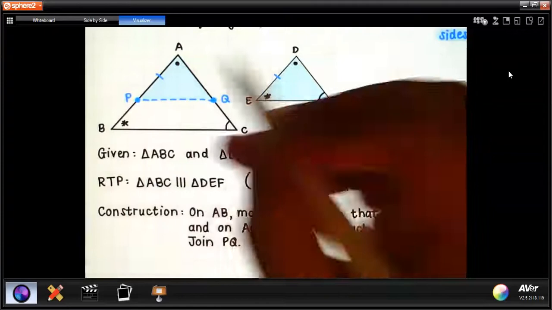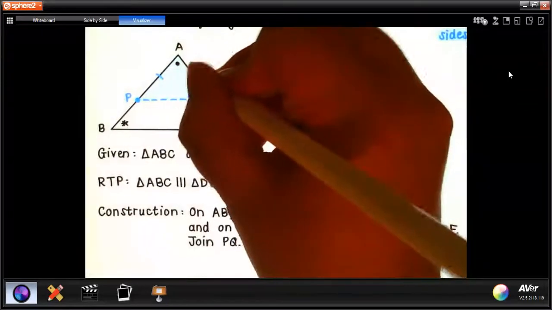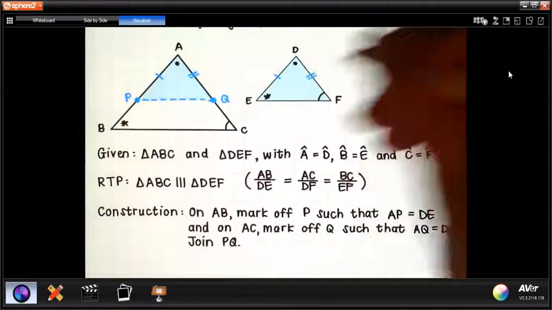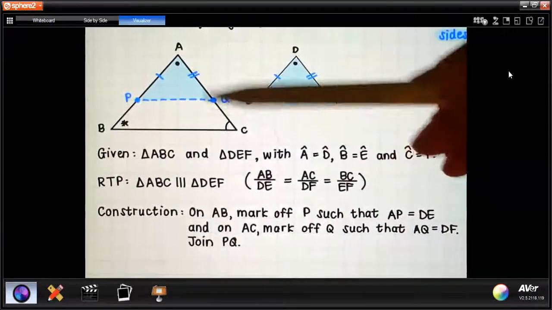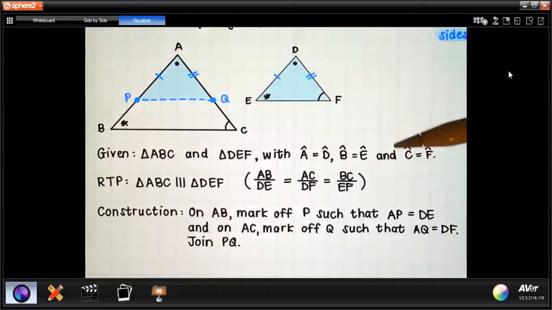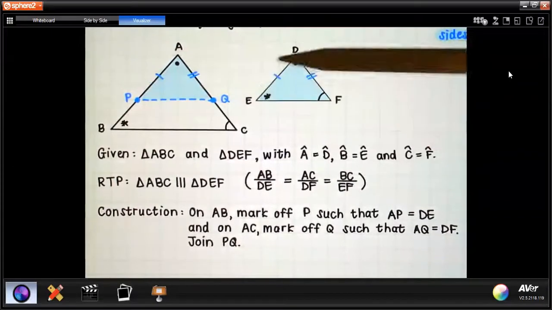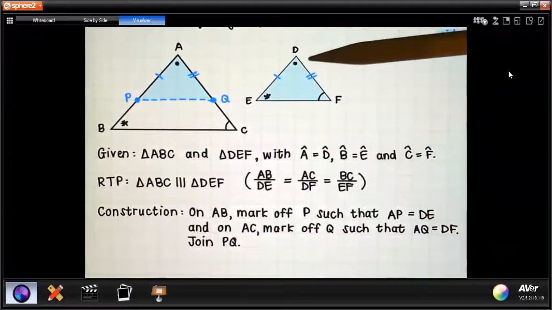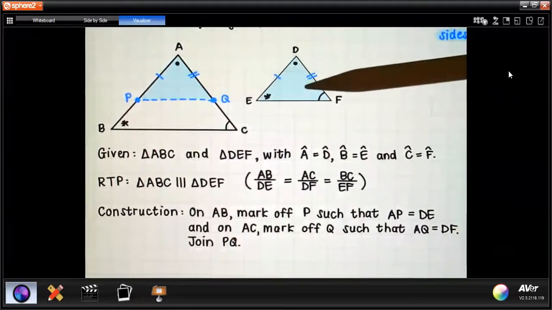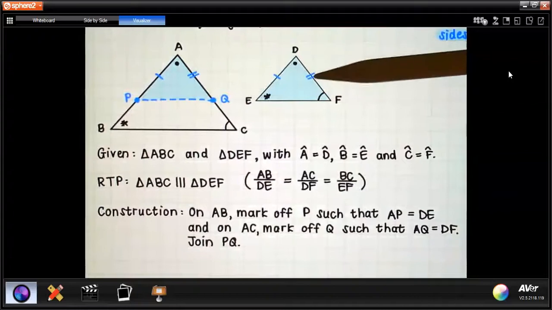That was given. And then we have that AQ is equal to DF. That is also because we constructed point Q to lie at a point so that they will be equal. So we are going to use side angle side to prove that these two are congruent. Then once we have that, remember that when triangles are congruent, that means that they are identical.